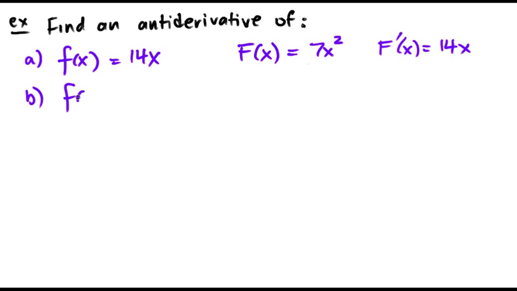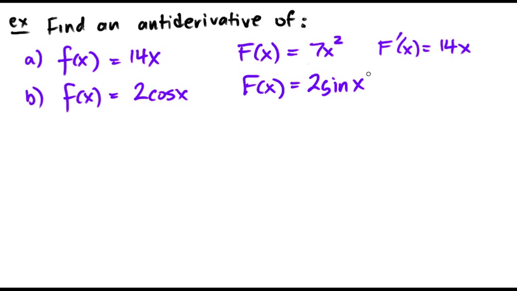Try another one. What happens if you have a function of 2 cos x? What's the antiderivative? So what function, if you took the derivative, would give you 2 cos x? Well, the answer is 2 sin x. You take the derivative of that, and you end up with 2 cos x.